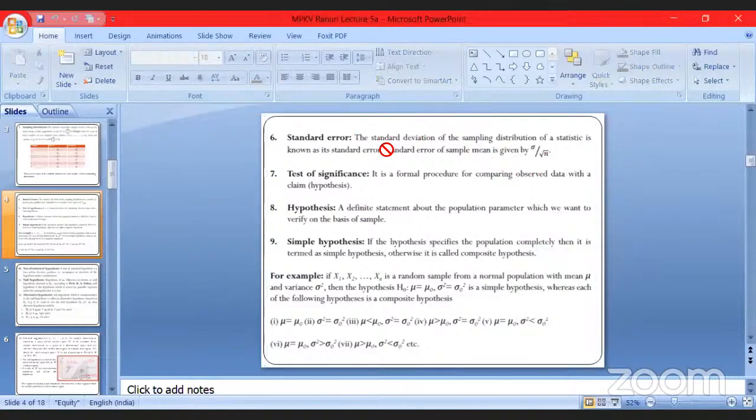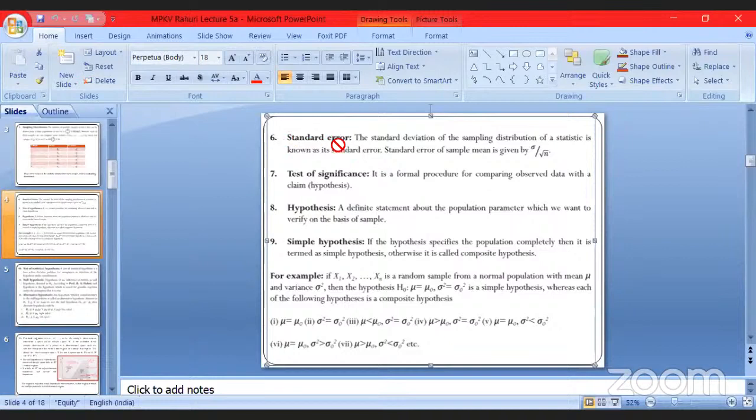So standard error is what? The standard deviation of the sampling distribution of a statistic is known as standard error. Usually I will not tell you to memorize, but memorize this particular definition, because any person who is asking you will be expecting the same language from you. It may be an interview or maybe an exam. So the standard deviation of the sampling distribution of a statistic is called standard error.